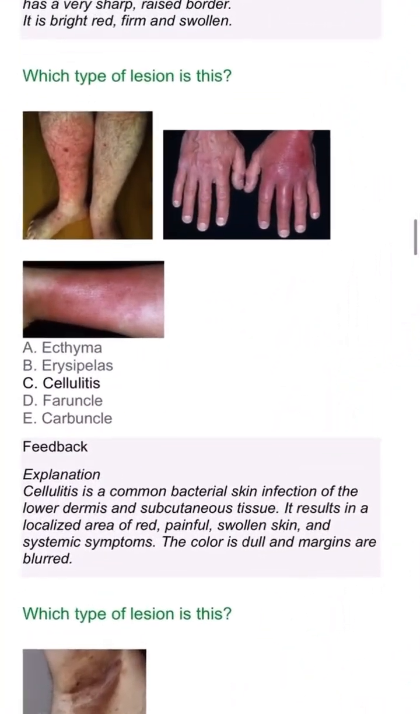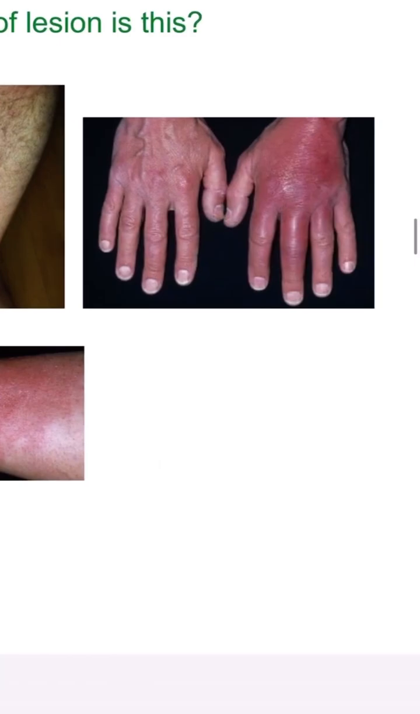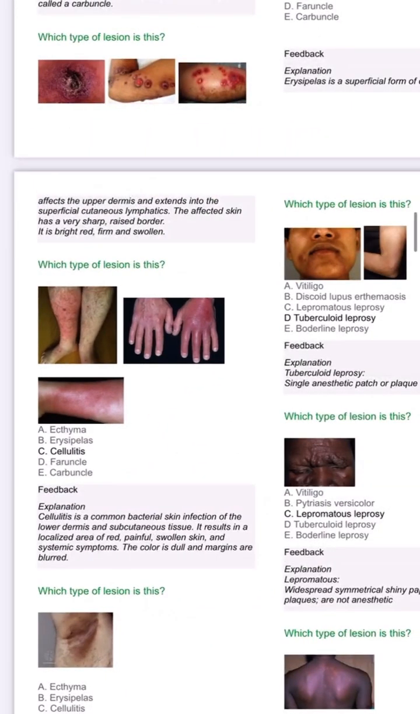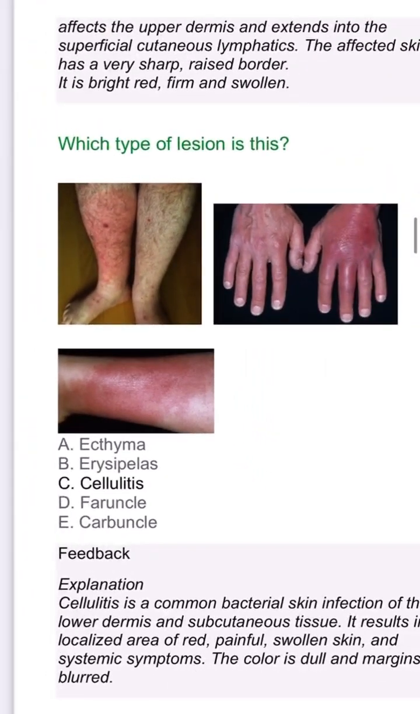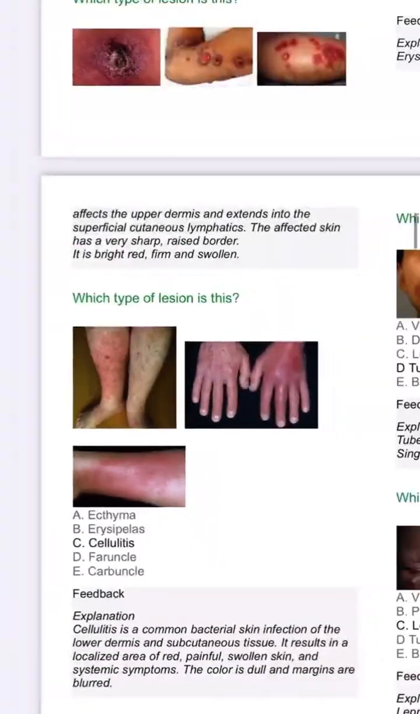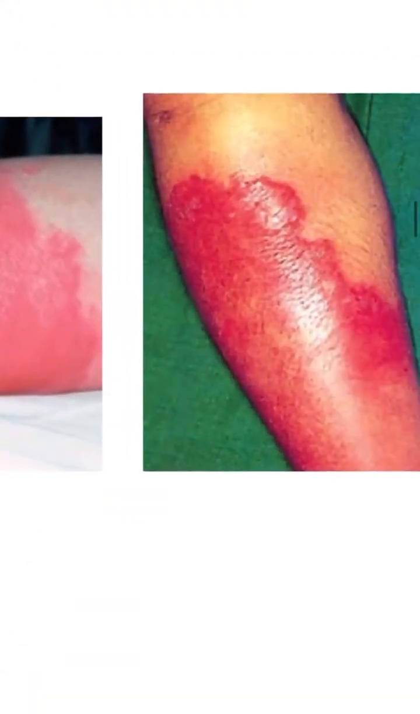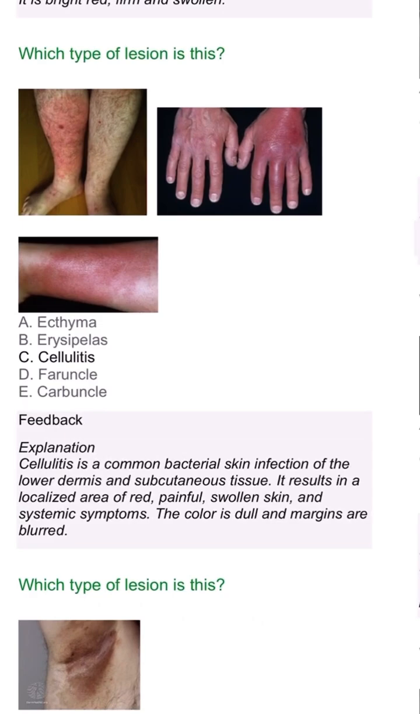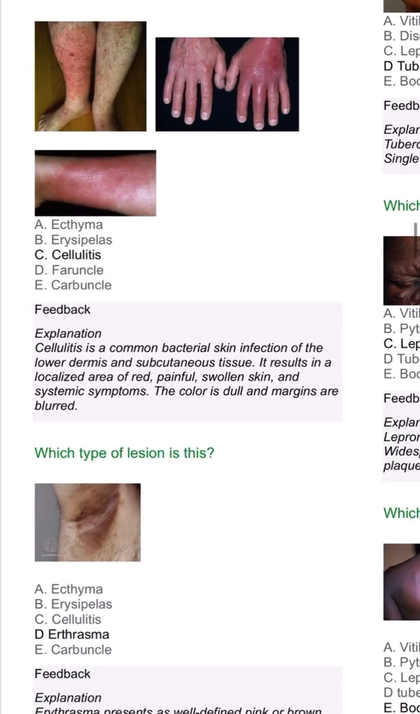So what type of lesion is this? This is cellulitis. Okay, you can see here margins are dull, so this is cellulitis, but here margins are sharp. This is erysipelas. Okay, so this is cellulitis. Cellulitis is a common bacterial skin infection of the lower dermis and subcutaneous tissue. It results in a localized area of red, painful, swollen skin and systemic symptoms. The color is dull and margins are blurred.